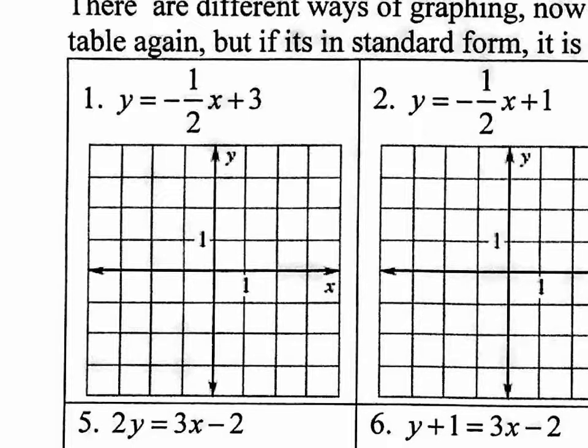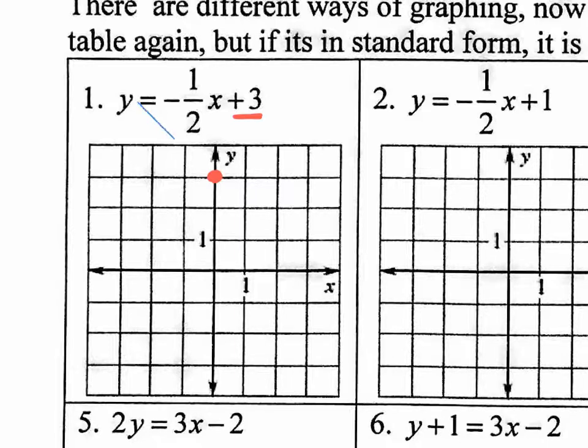All you have to do is first identify the b value. Always identify the b value first, because that's where you know it's going to cross. Where's it going to cross? 3. So you put a dot right at 3. See, the thing is this. You don't know if it's going to, actually let me do this.